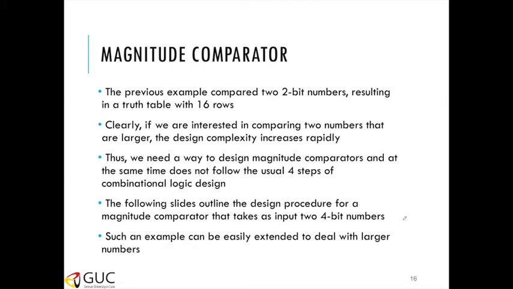The previous example compared 2-bit numbers resulting in a truth table with 16 rows. Now, clearly, if we're interested in comparing two numbers that are larger, then the design complexity would increase rapidly. Thus, we need a way to design magnitude comparators that does not follow the usual 4 steps of combinational logic design. The following slides outline the design procedure for a magnitude comparator that takes as input two 4-bit numbers, and such an example can then be easily extended to deal with larger numbers.